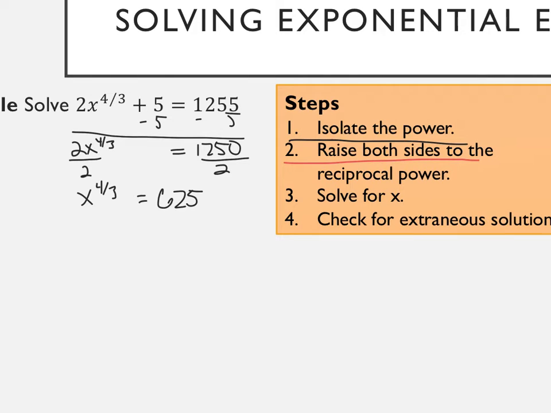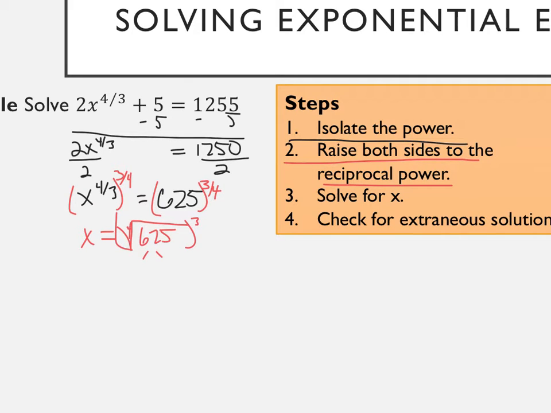So our next step is to raise both sides to the reciprocal power. The reciprocal of 4/3 is 3 over 4. So we will raise both sides to the 3/4 power. Notice we just have x to the 1st on the left side. Now remember, whatever's in the denominator of the exponent is the index of the radical. So we'll have the 4th root of 625 all raised to the 3rd power. Now it's important to note that because we are doing an even root, we will need a plus or minus in our answer. But we have to break down 625.